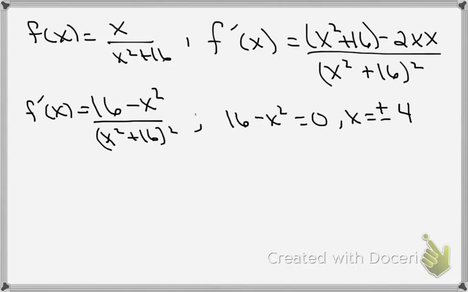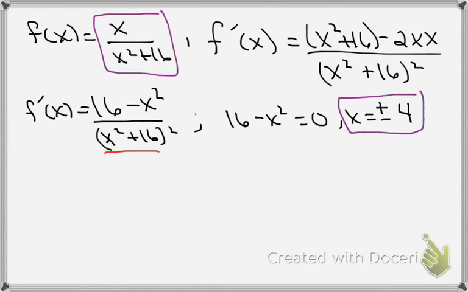And the derivative is never undefined because x squared plus 16, this portion right here, will never be 0. And so I don't have to look there for a critical value. And then just as a double check, I want to make sure that these values I've got here, x equals plus or minus 4, of course have to be in the domain of my function, and they are. There's no problem plugging plus or minus 4 into that function. So I'm in good shape. I found my critical values.